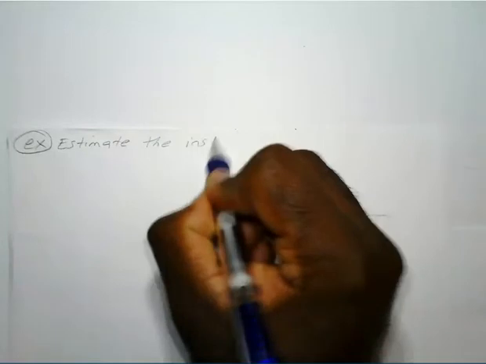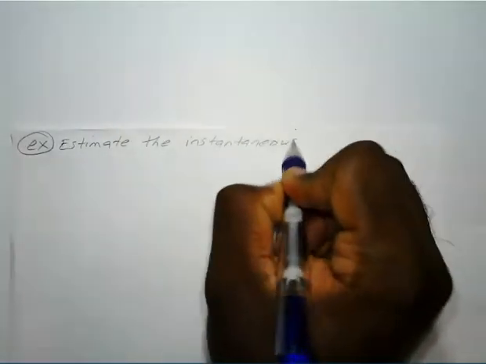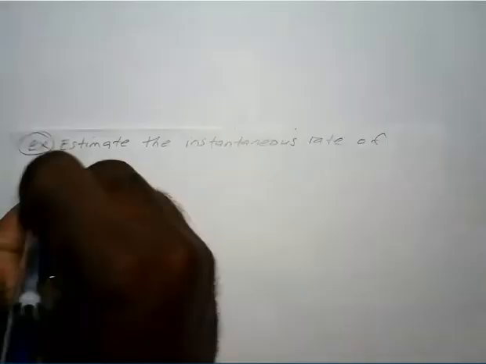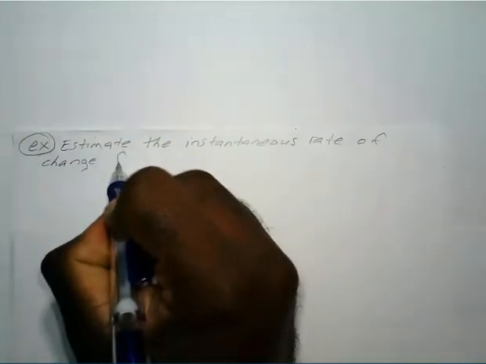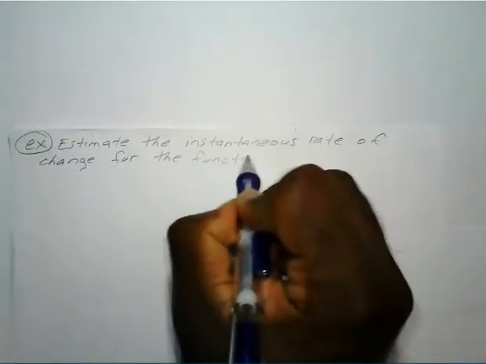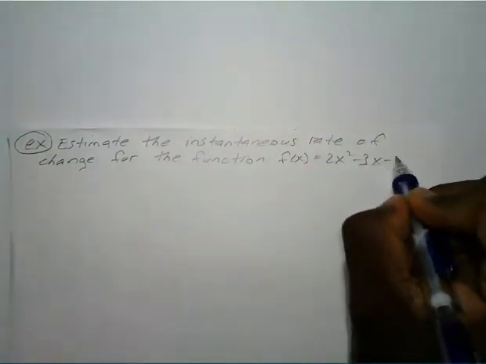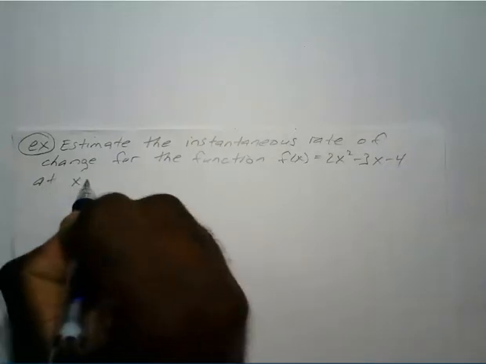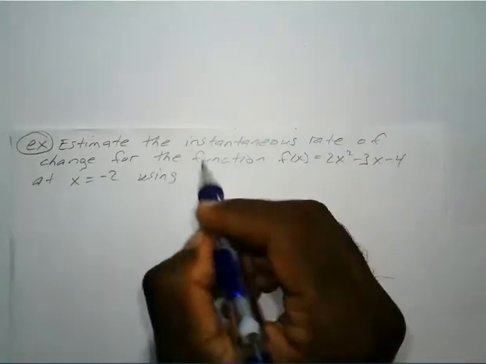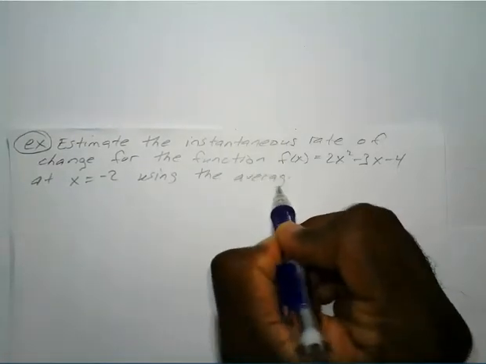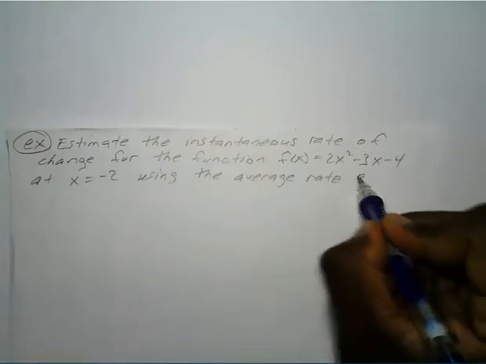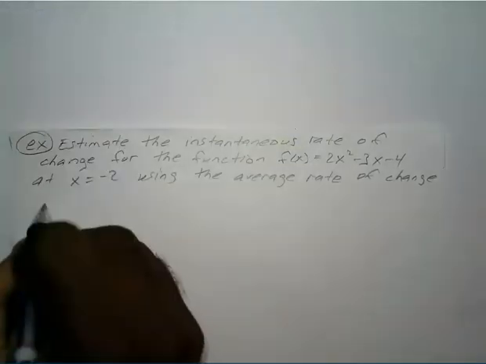There we go. Okay, so let's say for this example, we want to estimate the instantaneous rate of change for the function f of x equals 2x squared minus 3x minus 4 at x equals -2 using the average rate of change over smaller intervals.